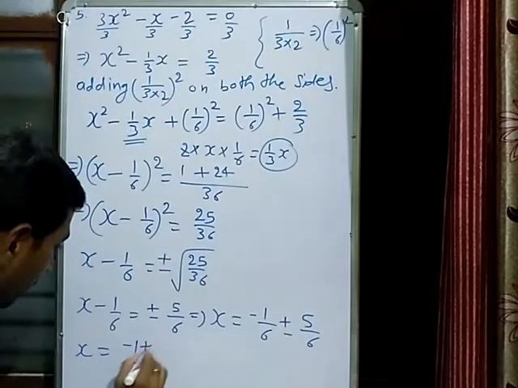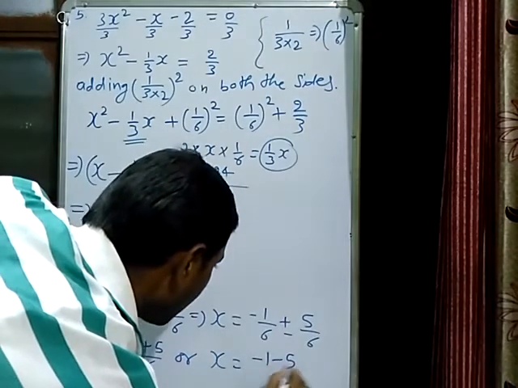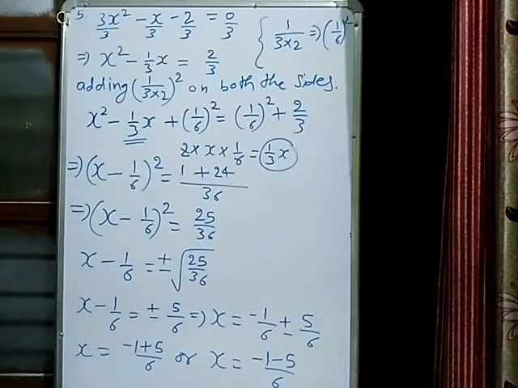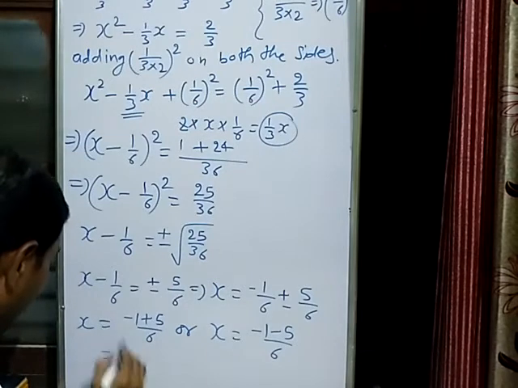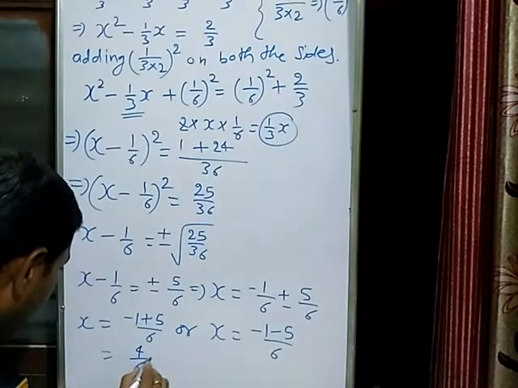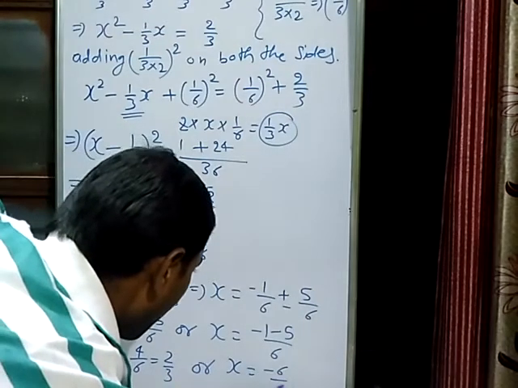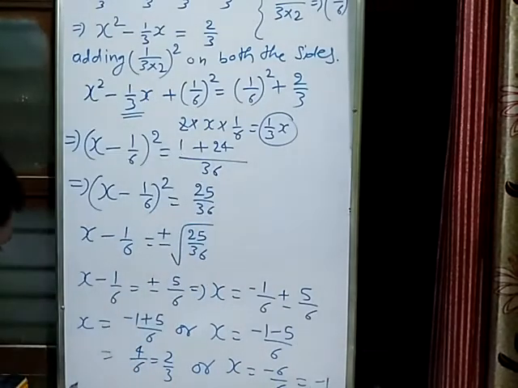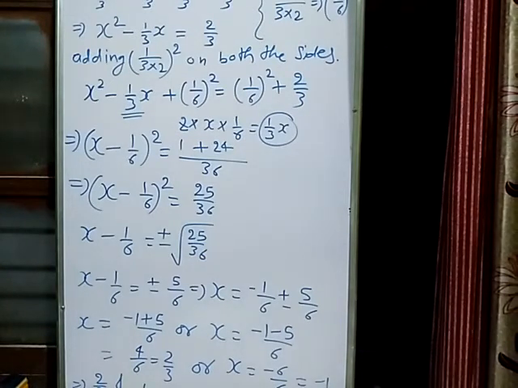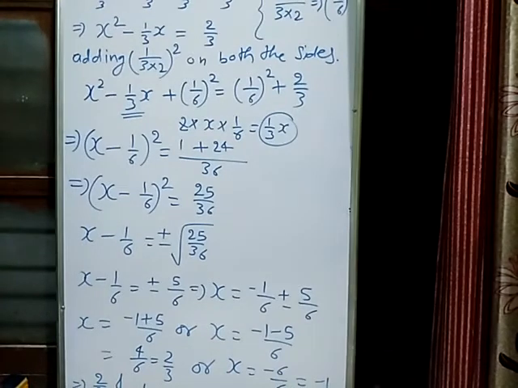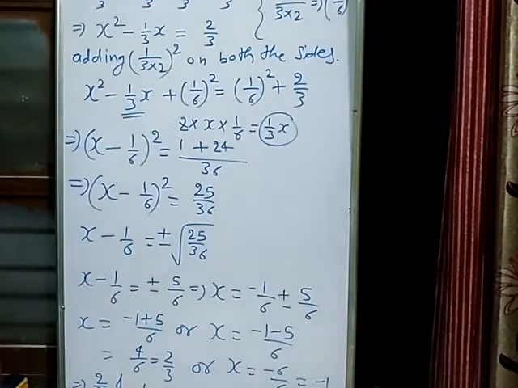First is minus 1 plus 5 upon 6. Otherwise the second can be x equal to minus 1 minus 5 upon 6, correct now. If you simplify that part, it becomes 5 minus 1, that is 4 upon 6, that is 2 upon 3, or x is equal to minus 6 upon 6, that is minus 1. So therefore 2 upon 3 and minus 1 are the roots of this question. Those of you who have made a mistake in this question, go through it and practice this type of question.